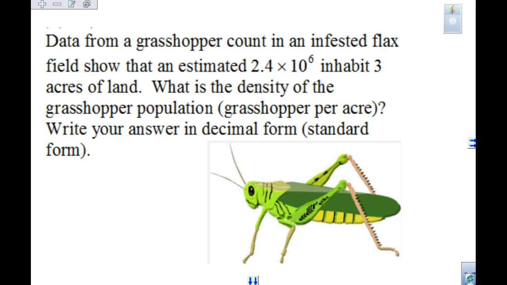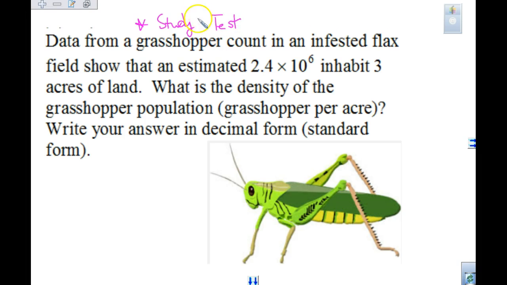So, read on. Data from a grasshopper count in an infested field show that an estimated 2.4 times 10 to the 6 grasshoppers inhabit 3 acres. What is the density of the grasshopper population in grasshoppers per acre? This is kind of gross, but there's a question almost like this on the test. Study for the test, okay?